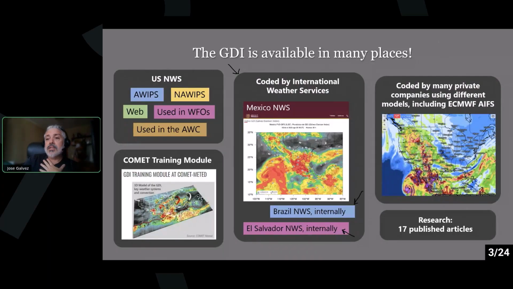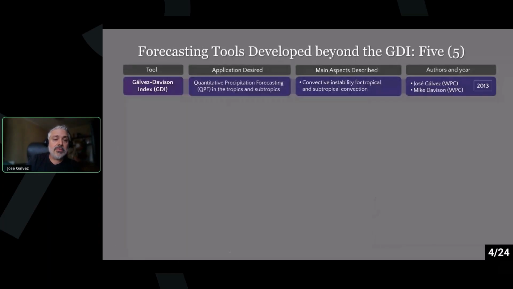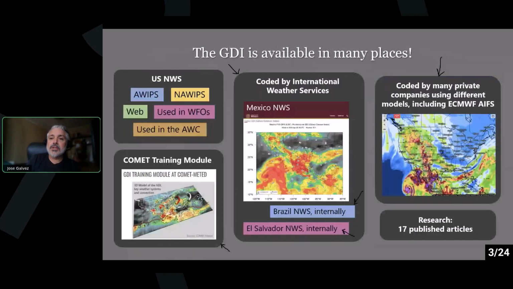Also, the GDI is available in private companies, and they also have it coded. And finally, you can find a common module of the GDI. So all this information is available. I can provide the links later, also when we provide all the information from these presentations, the presentation and these links.